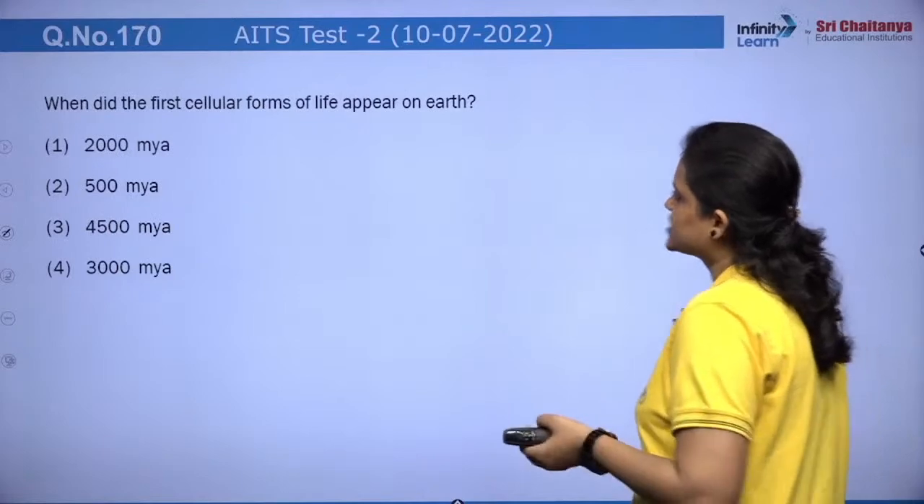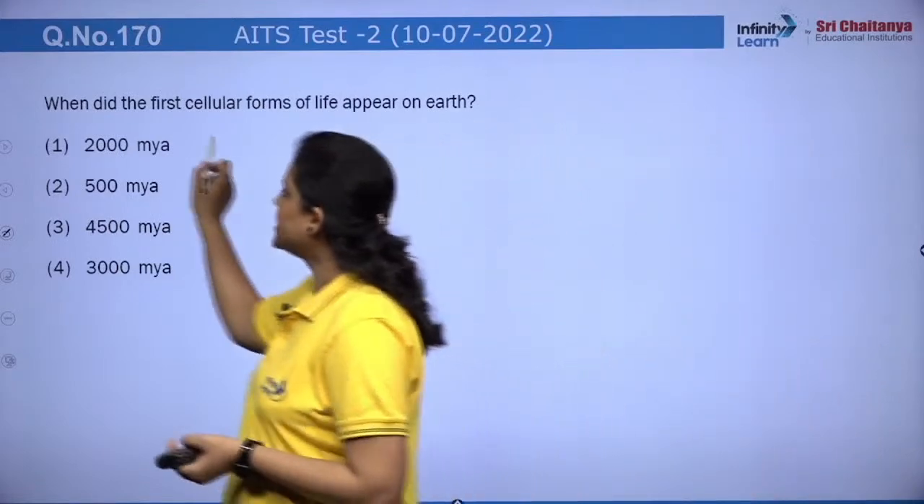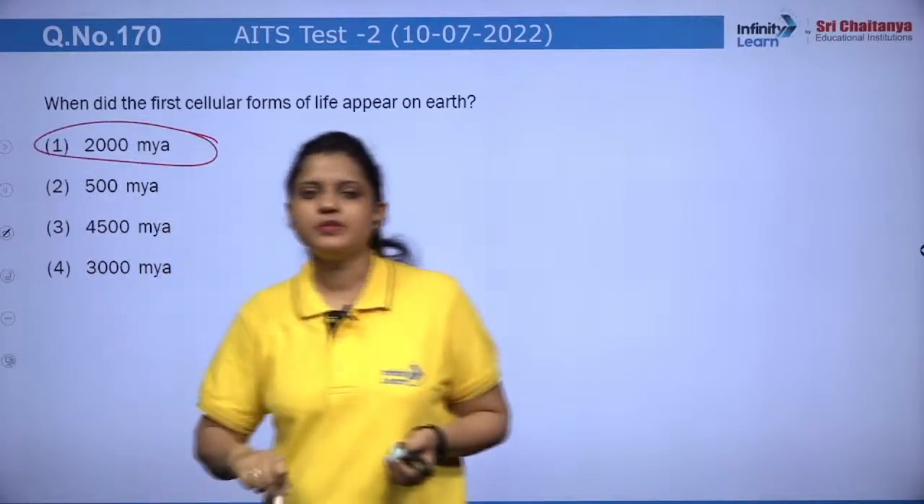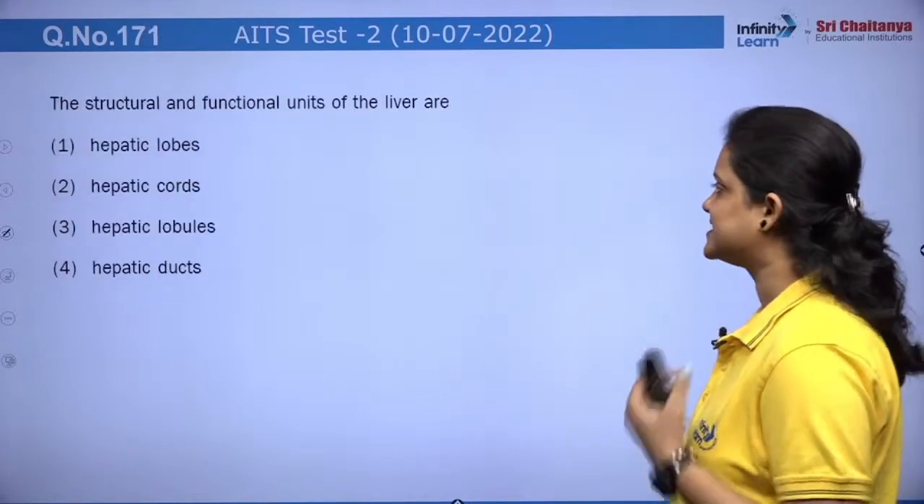Let's move on to the next question. When did the first cellular forms of life appear on earth? It was around 2000 million years ago. Simple and direct question directly from NCERT.